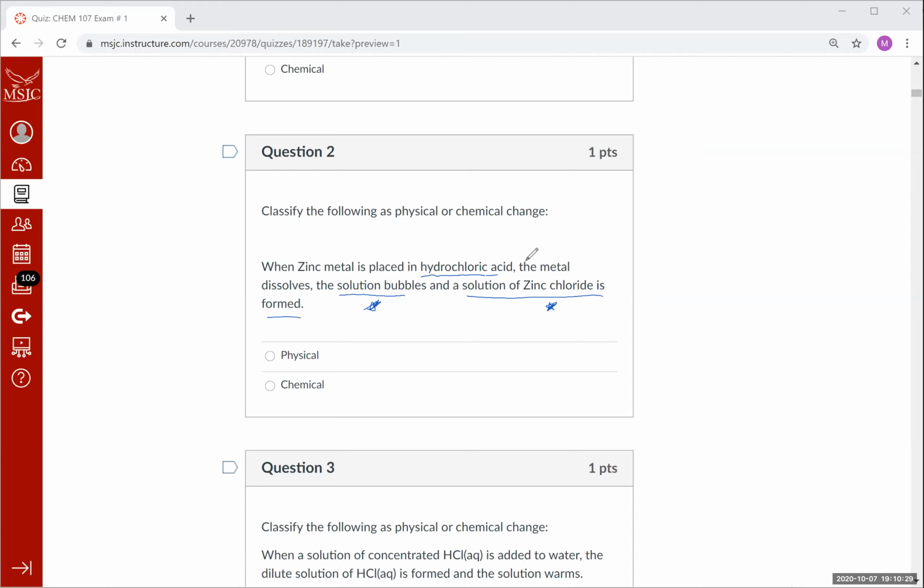Yes, so this would be a chemical change. Does that make sense? The bubbles also are a key hallmark that we are making a product. Remember, bubbles, generation of gas, is another one of our textbook indicators that we have a chemical reaction or chemical change. Does that make sense? Perfect.